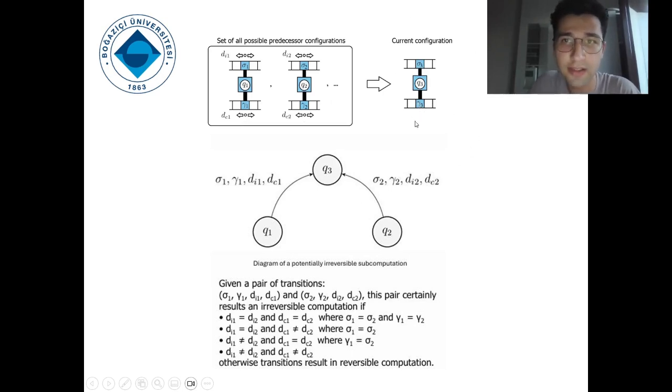Looking at this configuration, if we can certainly discriminate among the set of all possible predecessor configurations and say that the current configuration can only be reached from just one predecessor configuration, we definitely say that there isn't any information loss and the current configuration is reached from that specific state. But if we cannot make this discrimination, we absolutely say that certain information is lost during this computational step.